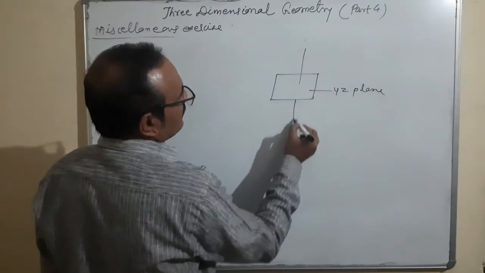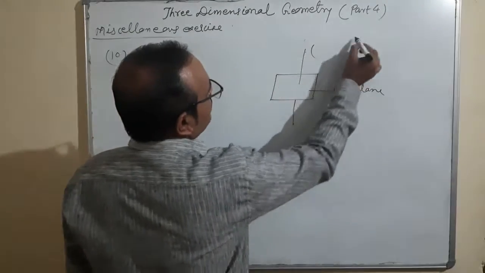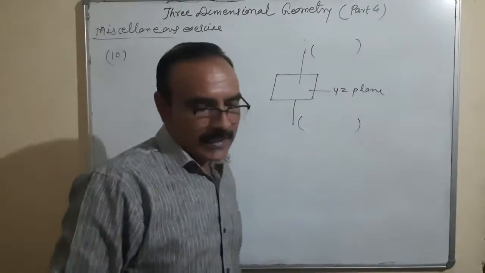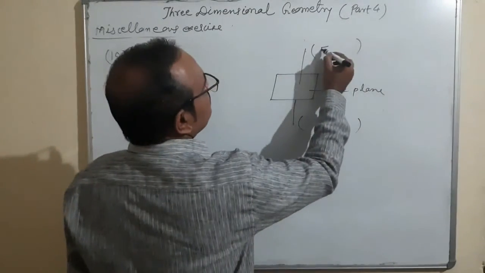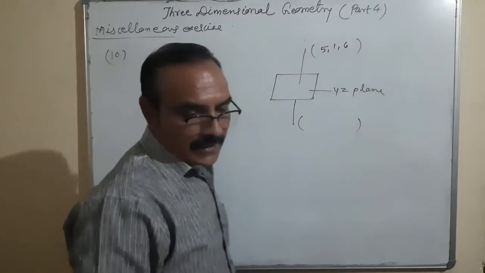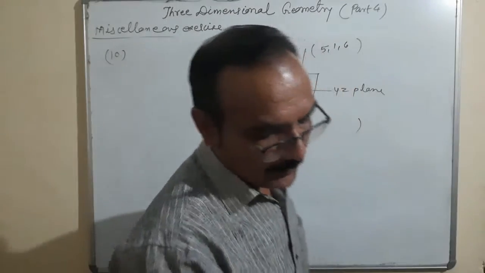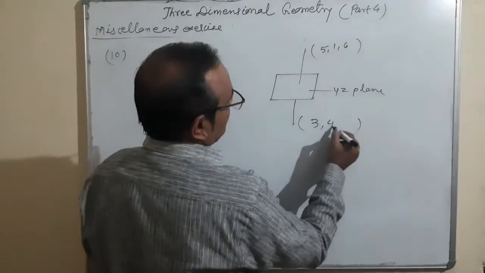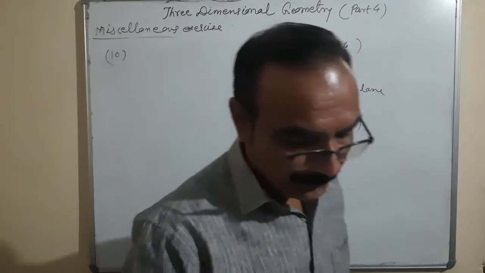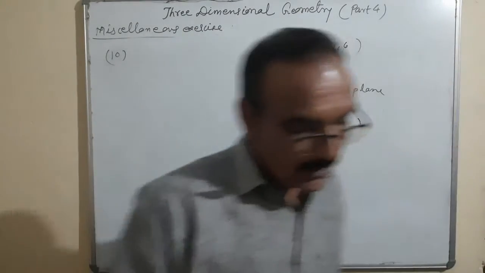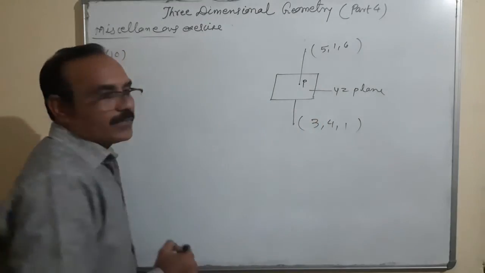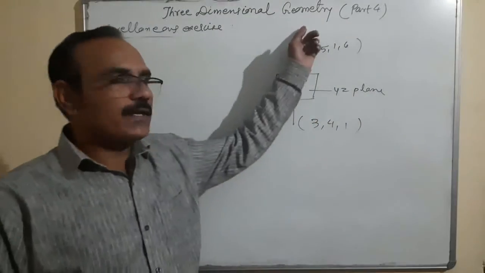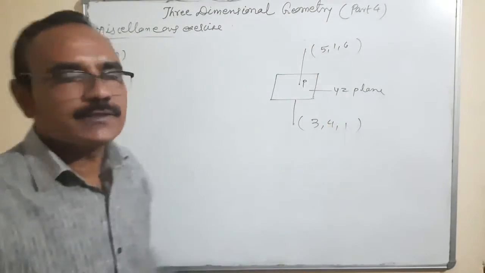A line having 2 points given. One is (5, 1, 6) and the second point is (3, 4, 1). Find the coordinates of the point where the line crosses. So we are going to find the coordinates of point P. First of all, we are finding the equation of the line passing through these 2 points.